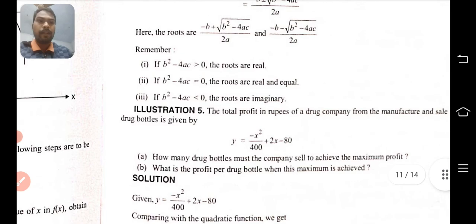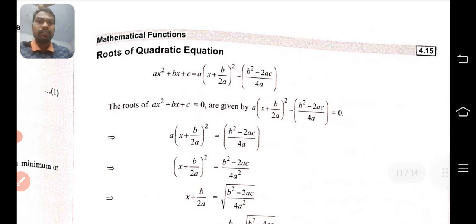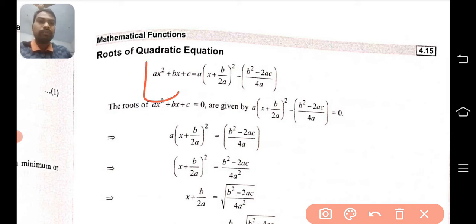So let's see what the different values are that we are going to get. We can write the expression of the quadratic as ax square plus bx plus c. Here we can take a common and write it like this: a times x plus b divided by 2a whole square minus b square minus 4ac divided by 4a. Then the roots of ax square plus bx plus c is equal to 0. We have to take it equal to 0, then only we can get the values of this function.